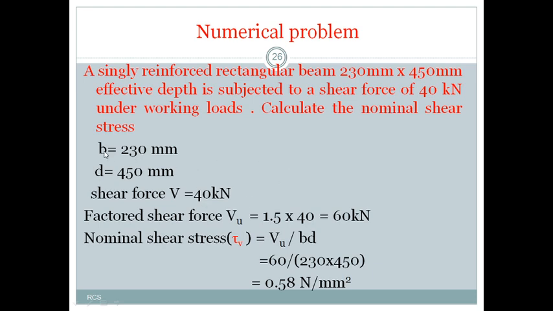Given data: b is equal to 230 mm, d is equal to 450 mm, and the shear force at working load is 40 kN. From this, we have to calculate the factored shear force. Vu is equal to 1.5 times 40, that is equal to 60 kilonewtons. The nominal shear stress can be calculated as tau V equal to Vu by bd, a formula we have already discussed. Vu is 60 and bd is 230 into 450. If we calculate that, we get the nominal shear stress equal to 0.58 Newton per mm square.